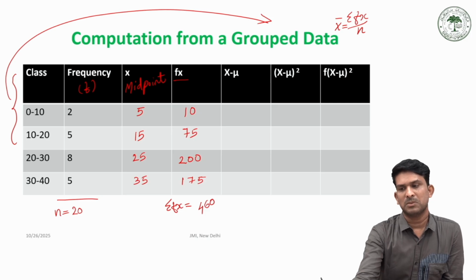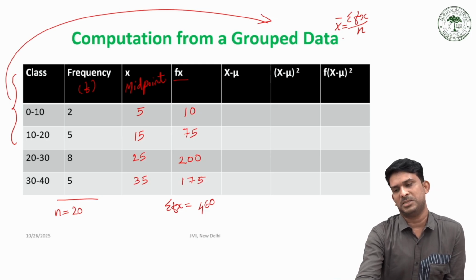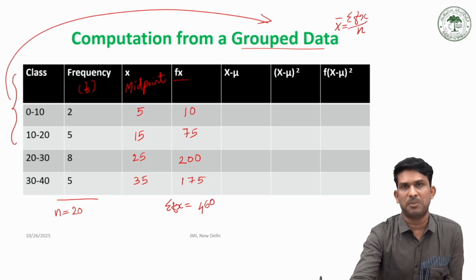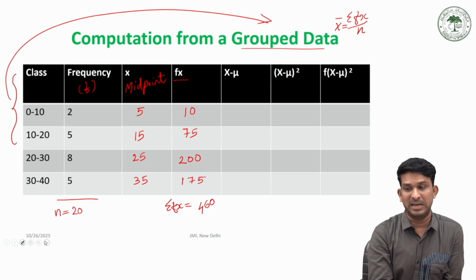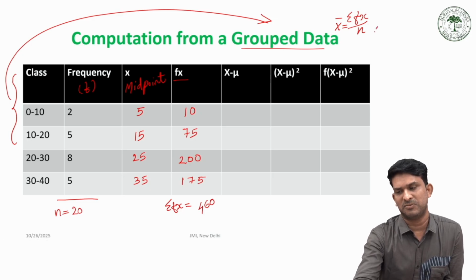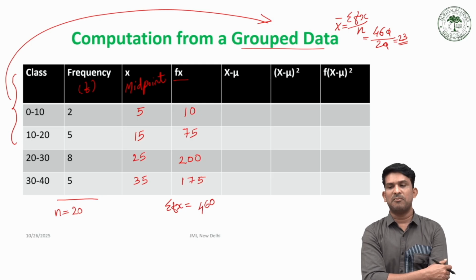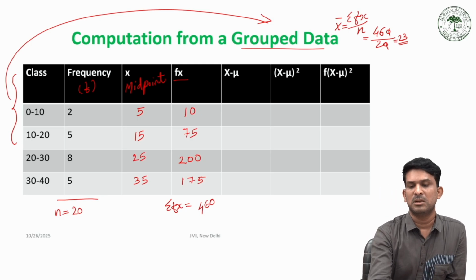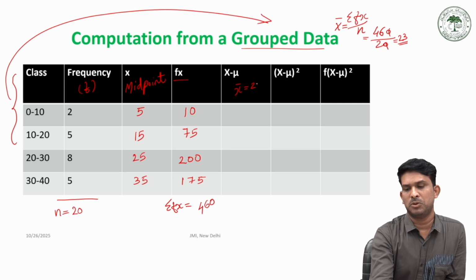Now what I have to do? I have to go for computing the arithmetic mean. What is arithmetic mean for a group data? Sigma fx by n. Sigma fx we got, n we got. Sigma fx is 460 divided by 20. What is the answer? 46 by 2, 23. 23 is the mean of this group. So you got mean, that is x bar or mu, is 23.